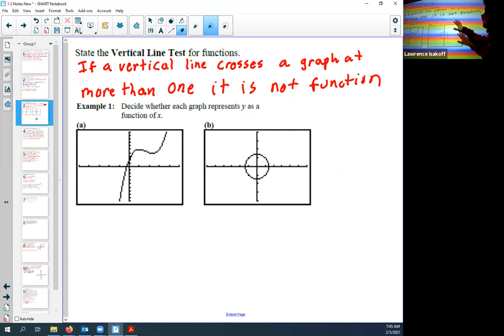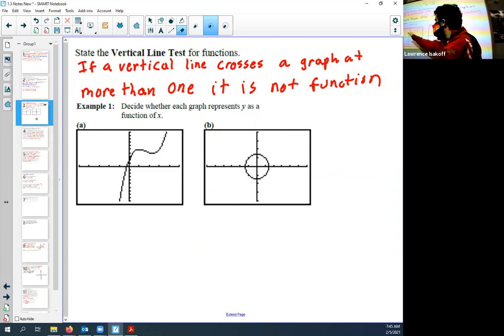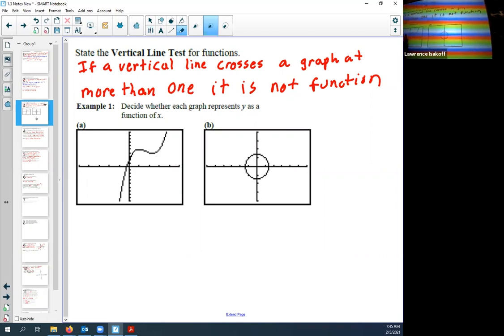So the vertical line test says if a vertical line crosses a graph more than once, then it is not a function. So what I'm going to do to determine if these are functions is I'm just going to draw vertical lines. If each line only crosses once, great, it is a function. If I see a line cross more than once, it is not a function. It's that simple.